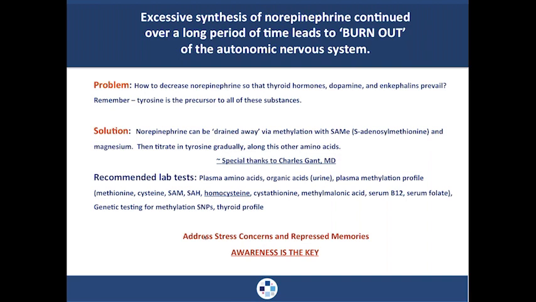Some of the testing that you can look at, lab tests, are looking at the plasma amino acids, the organic acids, and a test called the plasma methylation profile, which I really like. That takes a look at the level of methionine, cysteine, SAM, and S-adenosylhomocysteine. I'll show you a slide on this, not to worry, it's coming up. Homocysteine levels, cystathionine, methylmalonic acid, I'm sorry, serum B12, and also folate and B12. And also you can take a look at some of the genetic testing. So that's how you would do that.